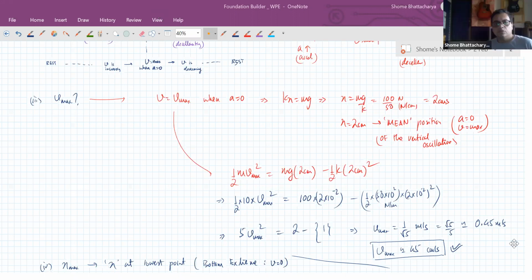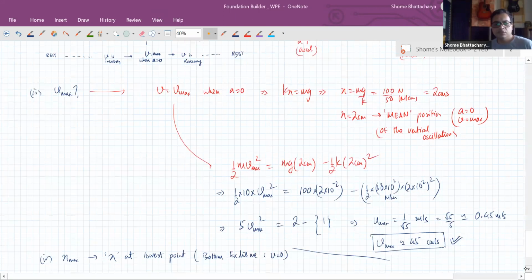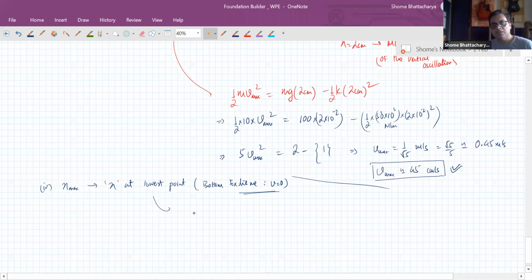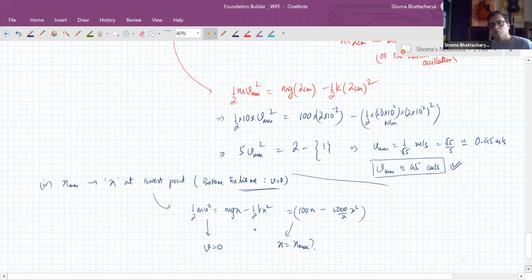Okay, so as I said, to calculate the maximum extension of the spring, the last part of the question, we have to just use this concept that at the lowest point, what is happening? The speed is becoming zero. So we had the relation that the kinetic energy, half mv square, was equal to mgx minus half kx square, which was 100x minus 5000 by 2 x square like this. So in this, when we put v equal to 0, the corresponding value of x will be x maximum, which we can find out.